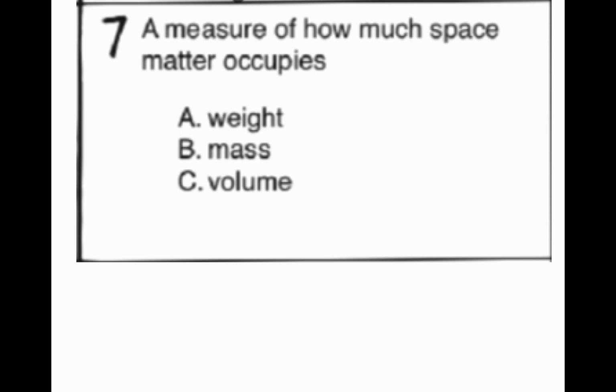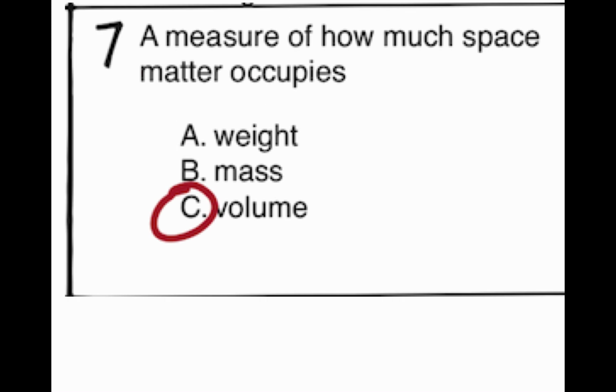Number 7. A measure of how much space a matter occupies. This just goes back to our vocabulary words. And so this one is going to be volume. How much space does it occupy? That is volume. That is usually measured in milliliters, some type of liter, or centimeters cubed. Length times width times height.